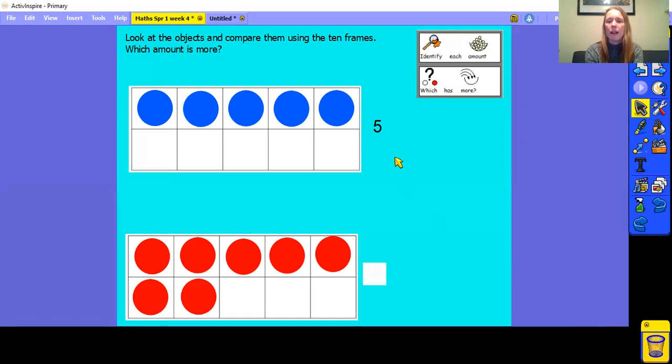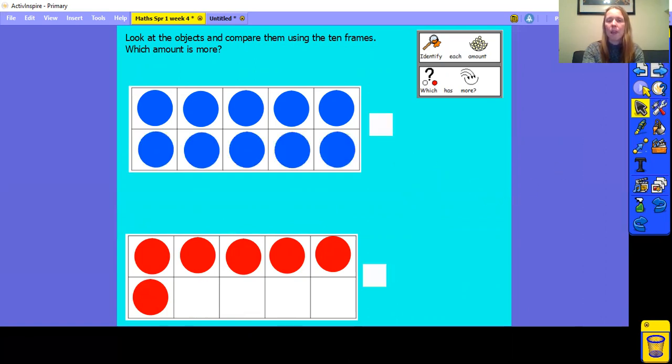Now I'm going to count the red counters. Let's do it together. 1, 2, 3, 4, 5, 6, 7. Here's number 7 to remind us. But which amount is more? We can see this quite easily on our 10 frame, because if we have a look at this one, only the top row is full. But at the bottom, it has some more counters on the bottom row. That means that this one has more. So we can work out that 7 is more than 5. Can you say that?